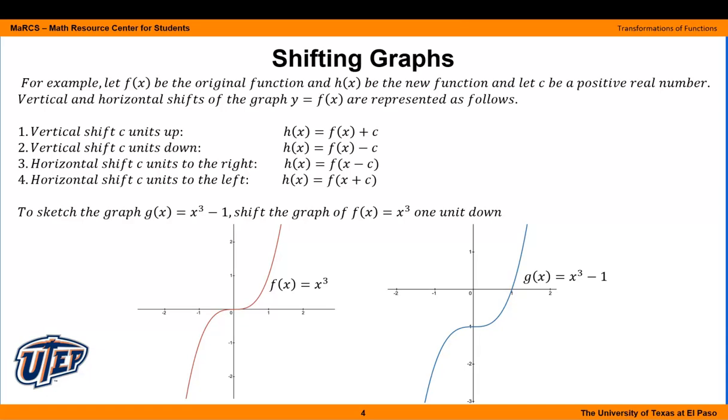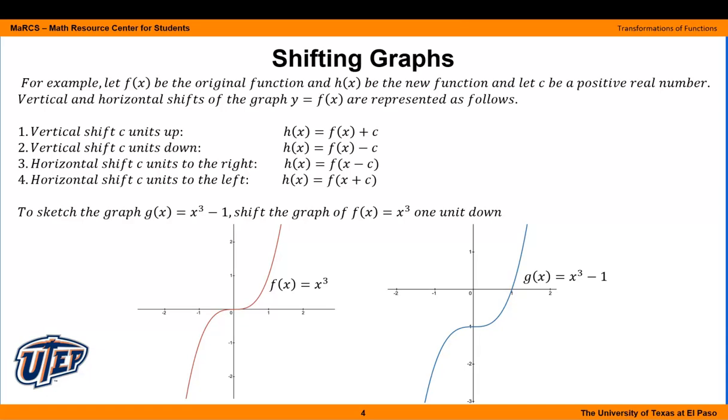If we add a number outside the function, f of x plus c, this moves the graph up. F of x minus c moves the graph down. If we change inside the function, f of x minus c, this moves the graph to the right, and f of x plus c, this moves the graph to the left. This is very important. Horizontal shifts go in the opposite direction of the sign.